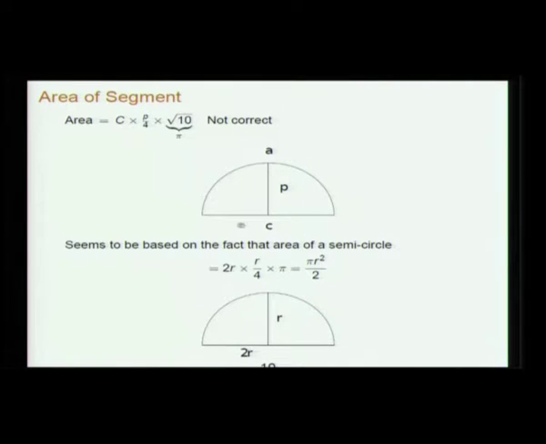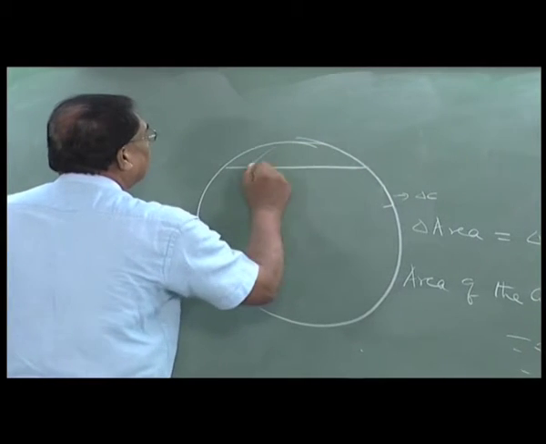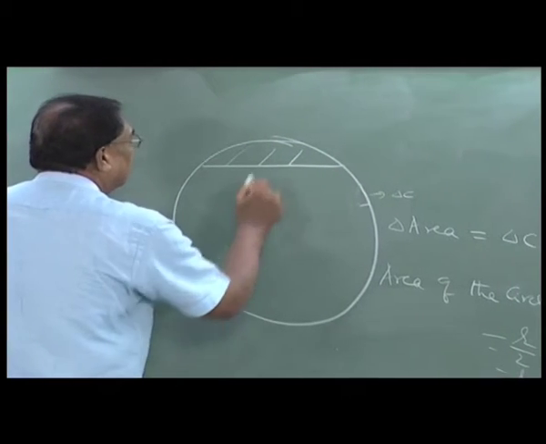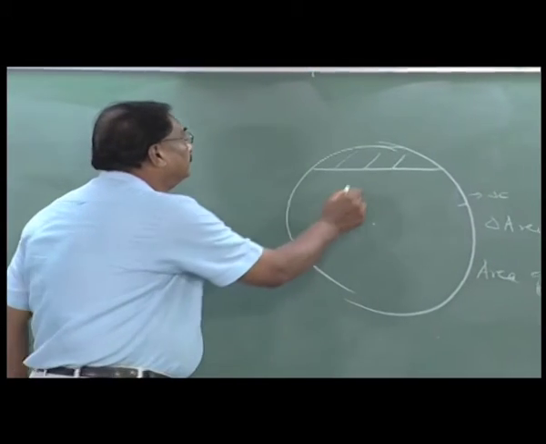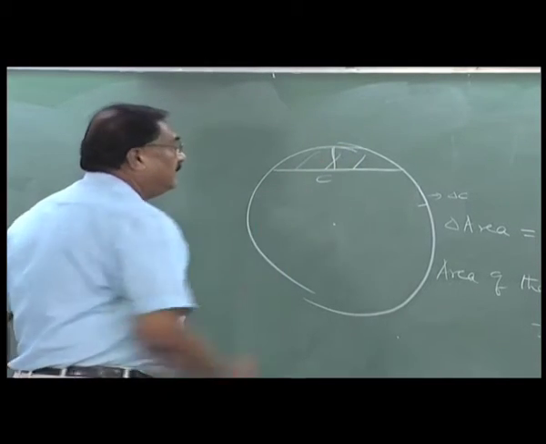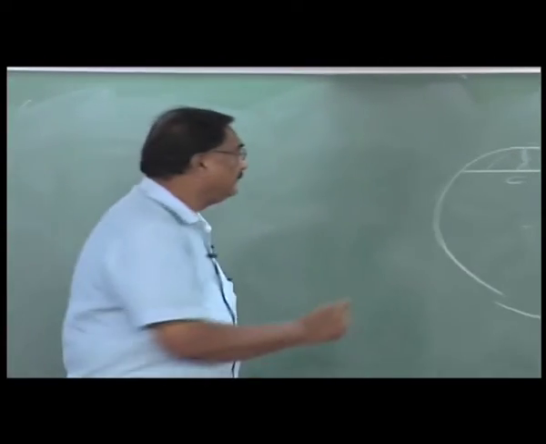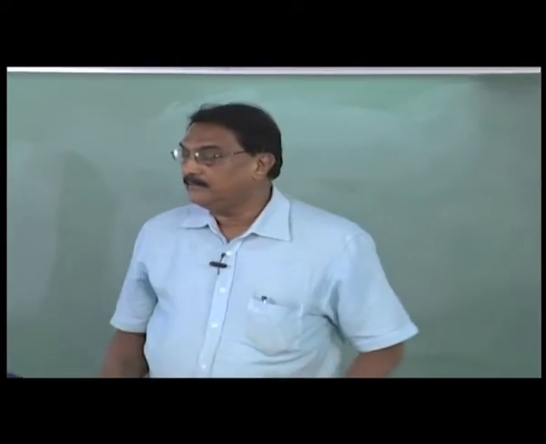So, segment is this, that is, if a circle is there, so this is a segment, this is a segment, that is what he is taking, and this is the C what he is talking, and this is the arrow, okay. So, what is the, P, okay. So, this is a segment he is referring to.